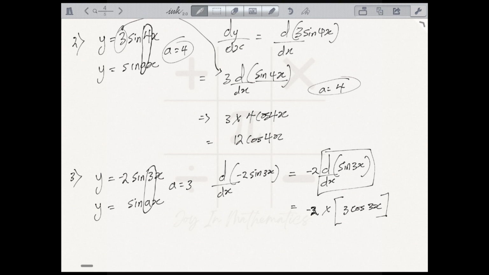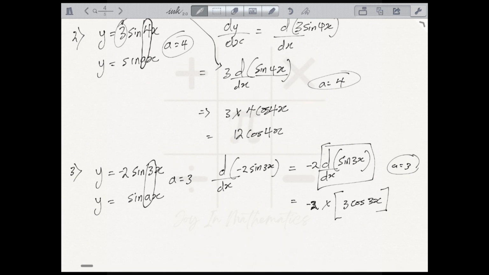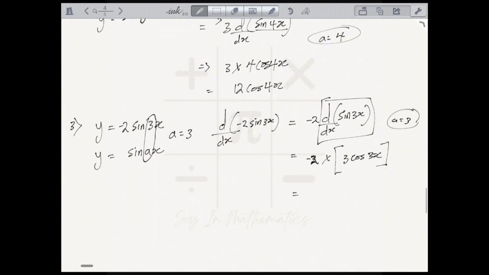This is because of the principle that when we differentiate sin ax, it gives us a cos ax, and a in this case is equal to 3. So when we multiply by minus 2, we have minus 6 cos 3x.